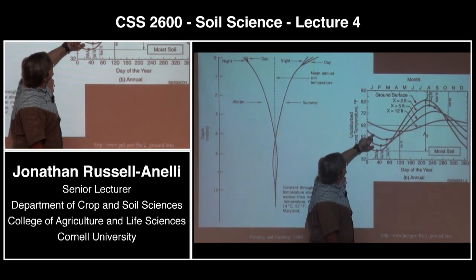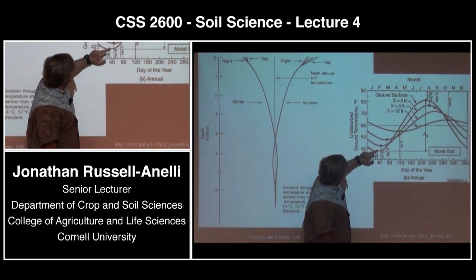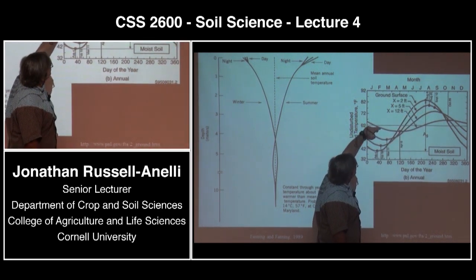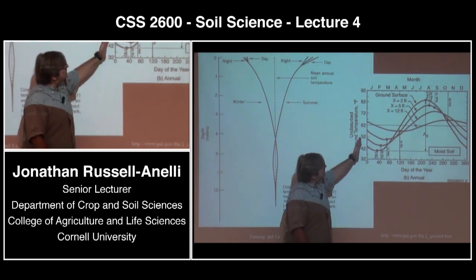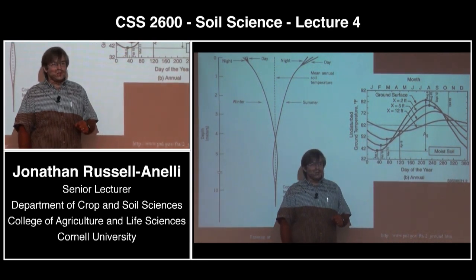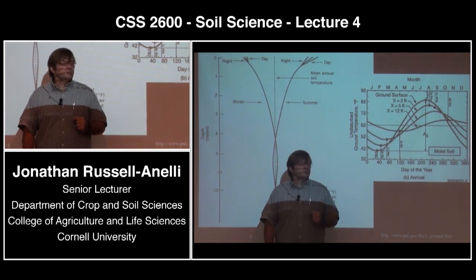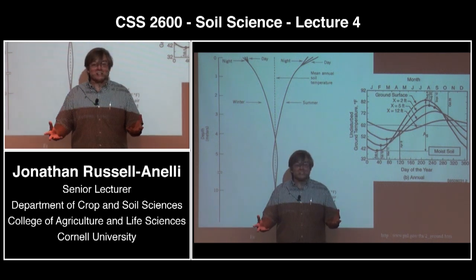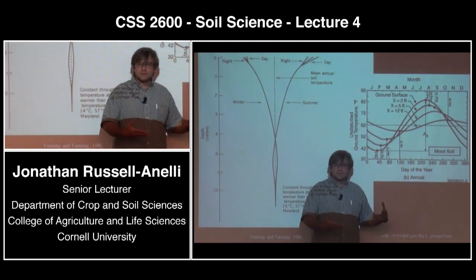Each one of these lines represents a different depth. This line right down here is at the surface. This line right down here is 12 feet down. You can see that the patterns are very similar, but the peaks and valleys are a lot more extreme. Makes sense? Well, maybe not, but can you see that? Okay. Well, what's going on?